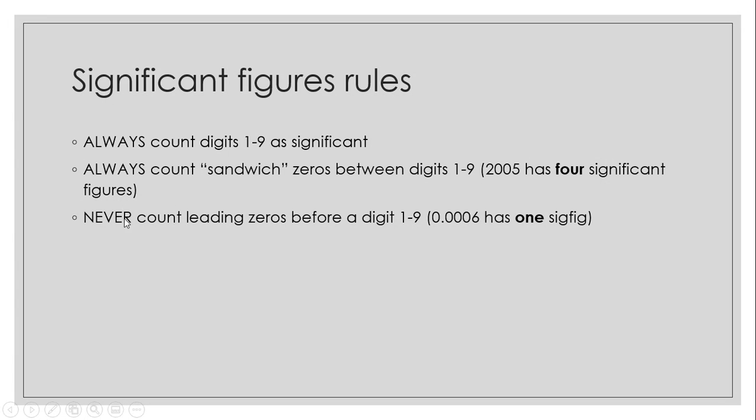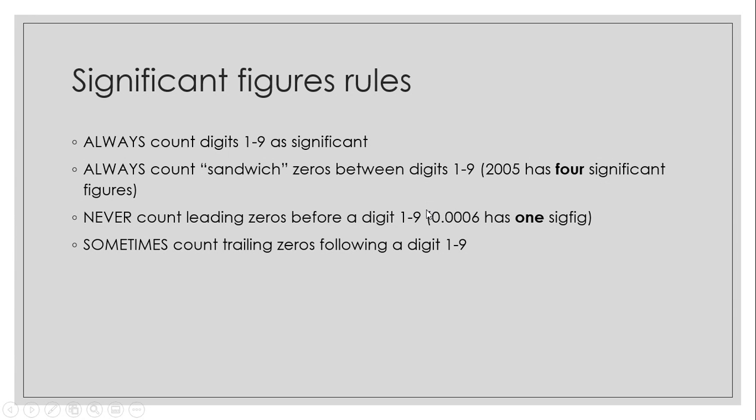You will never count leading zeros before a digit 1 through 9. So in this example, we have 0.0006. All these zeros come before we even get a 1 through 9 digit. These are all leading. We don't count them. That's one significant figure in this number.